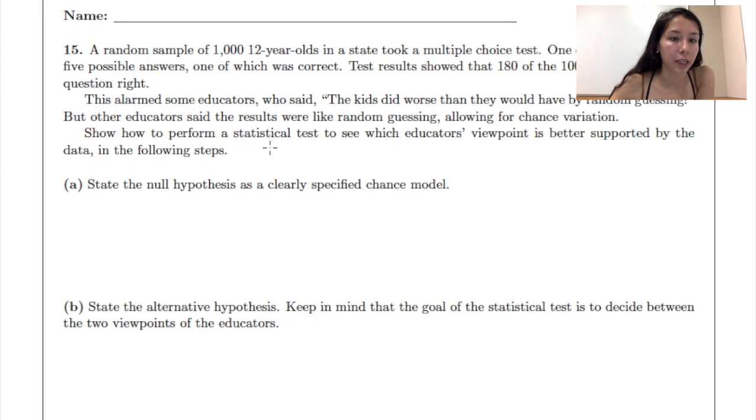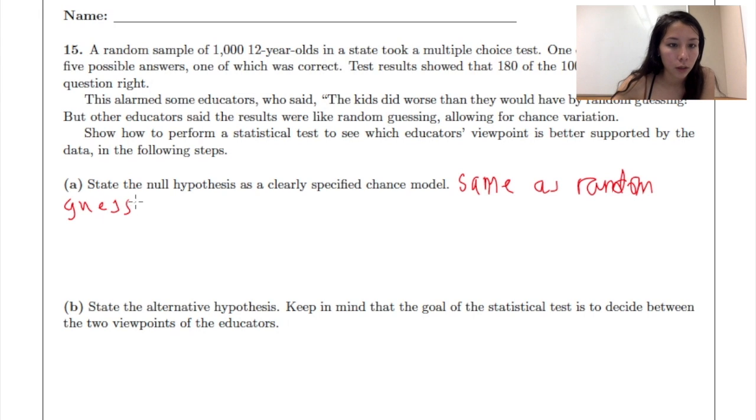In this case, the null hypothesis would be that the kids did the same thing that they would have by randomly guessing, which is a 1/5 chance of getting the answer right, and any variation from this model is simply due to chance. Same as random guessing. One-fifth chance of correct. Variation is due to chance.